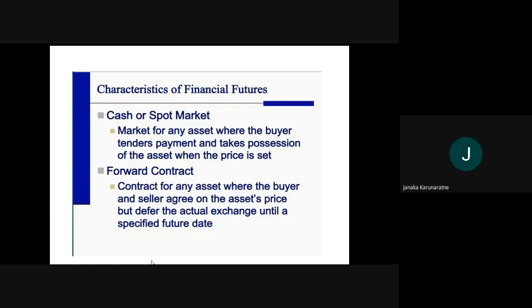So the forward contract, or the forward market, is where the buyer and seller agree on the asset price today, but defer the actual exchange until a specified future date. So basically you agree on the price today, but delivery will take place at a future date, maybe 3 months' time, maybe 6 months' time, maybe 9 months' time, depending on the agreement. So that is called a forward contract.